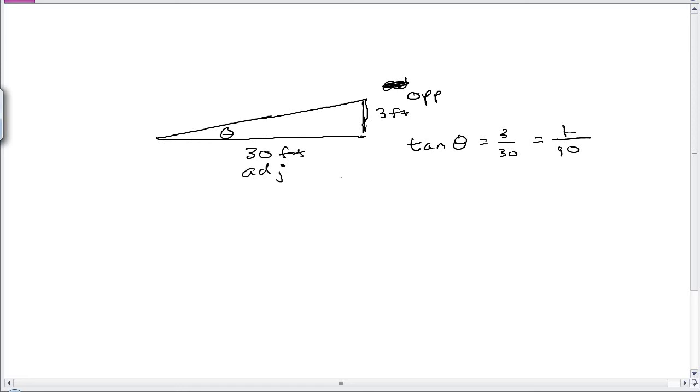I type into my calculator tangent inverse 1 divided by 10. I hit enter, and it seems that it's not majorly steep, but it is steeper than the 5 degrees that we were talking about. It's 5.7, more specifically 5.71 degrees. So there you go. 3 problems on how to use inverse trig functions with right triangles.